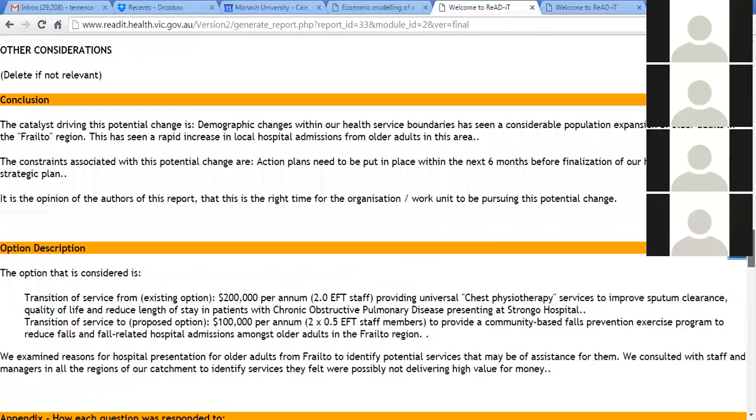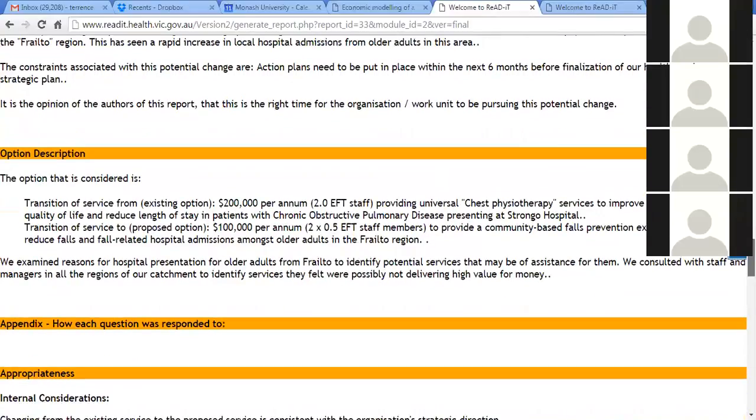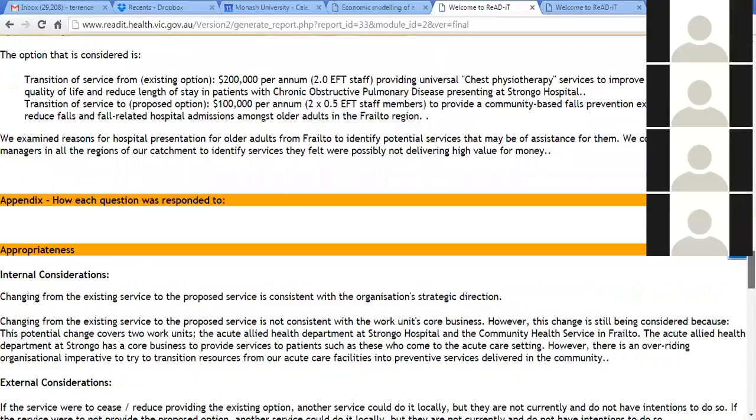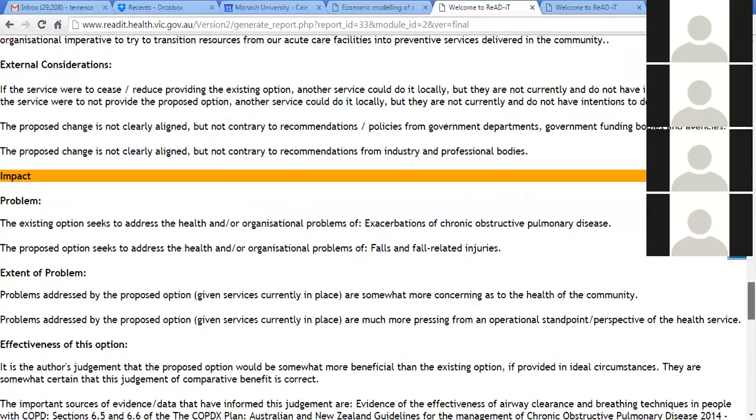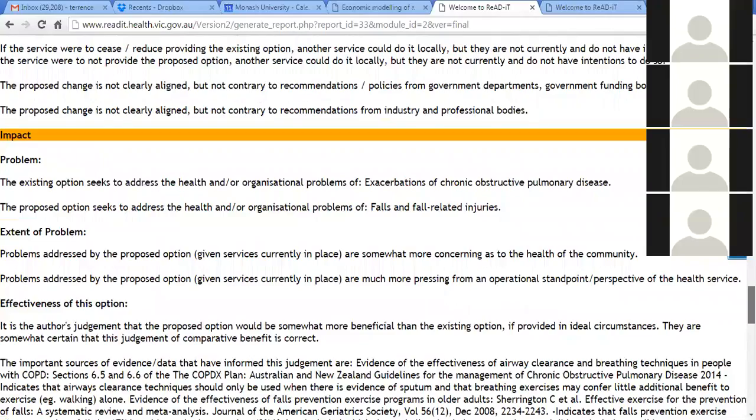Then we go into an appendix which has all the option descriptions and all the answers that you provided in detail to the questions contained within the ReAD-iT.